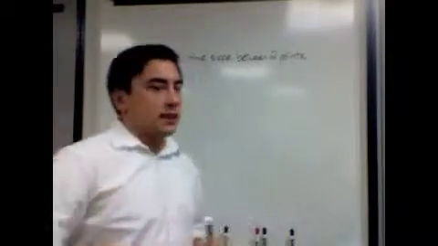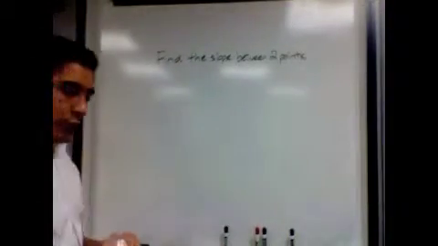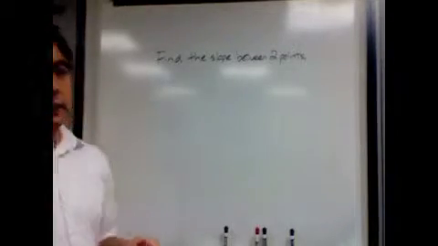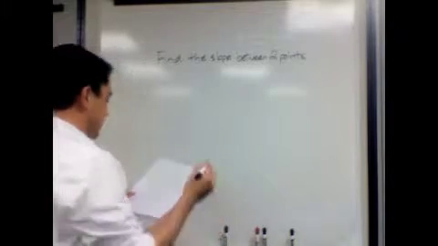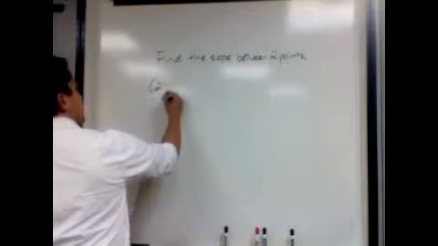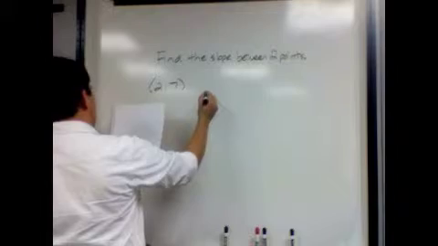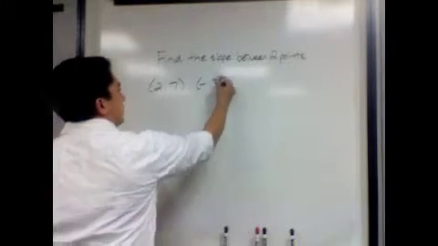Alright, so for our second example, it says find the slope between 2 points. So again, it doesn't take much work. We're just finding the slope between 2 points. The first one that we did was 2, 7. That's 1 point. The other one is negative 1, 3.